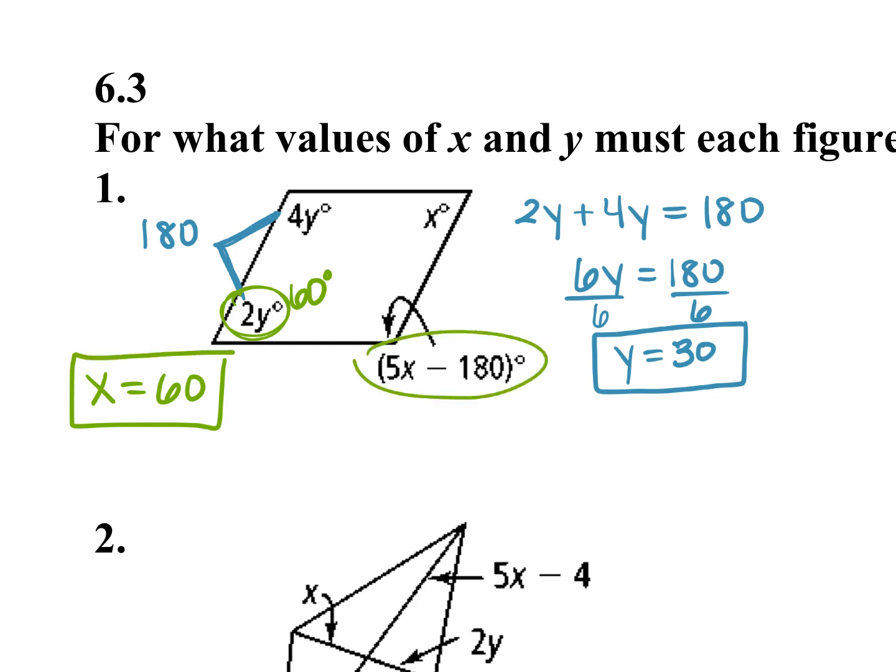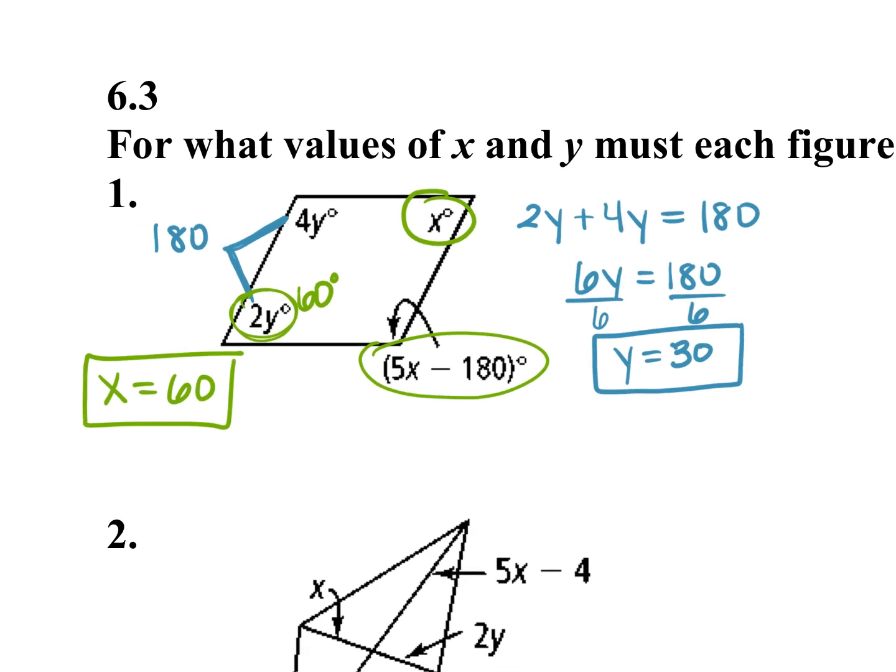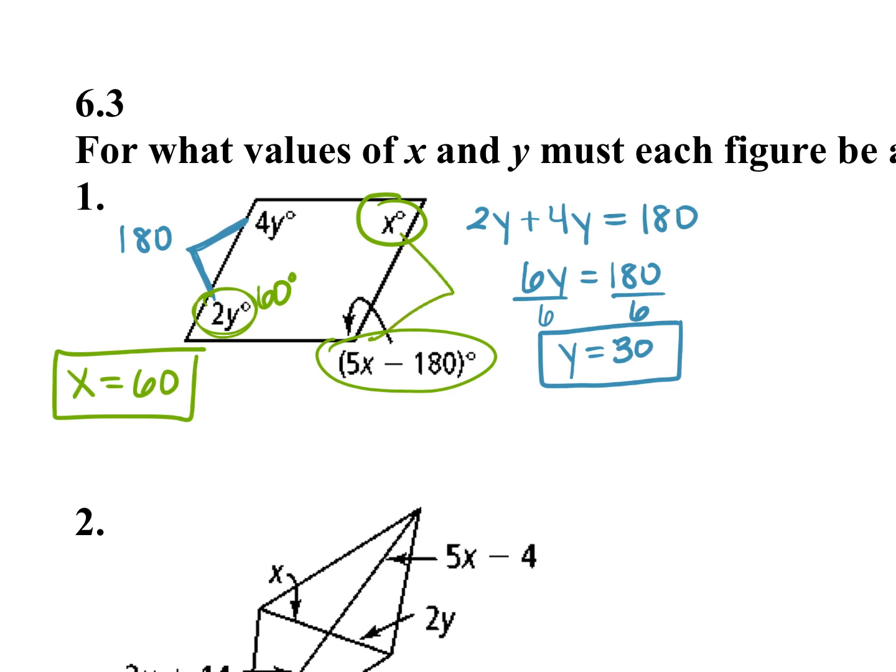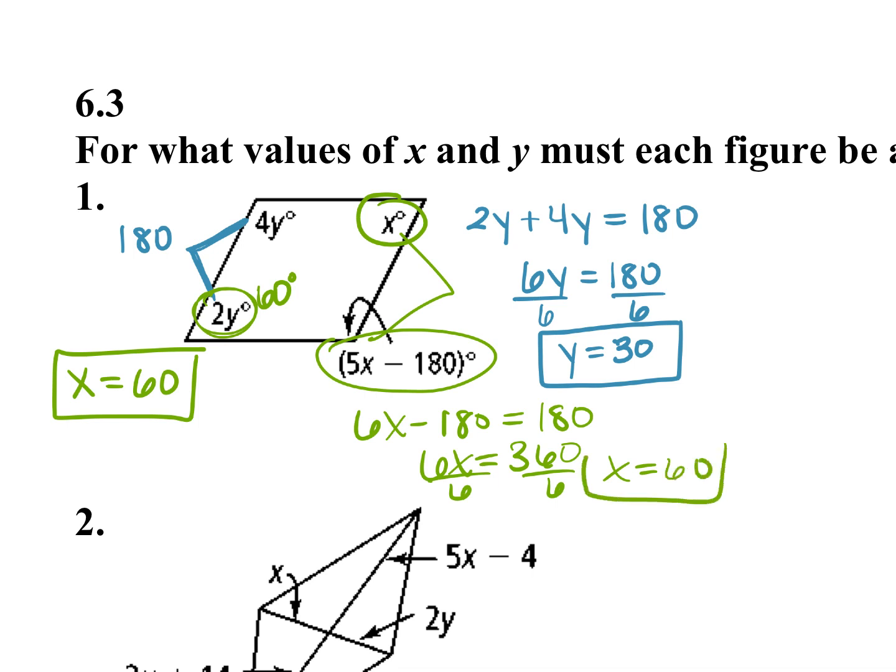then you could have taken these two and done what with them? What do you know about those angles? You set them equal to 180. So you could have said 5x plus x minus 180, so 6x minus 180 equals 180. You could have done it that way, yes. And then that would be 6x equals 360, divide by 6, so x is 60.